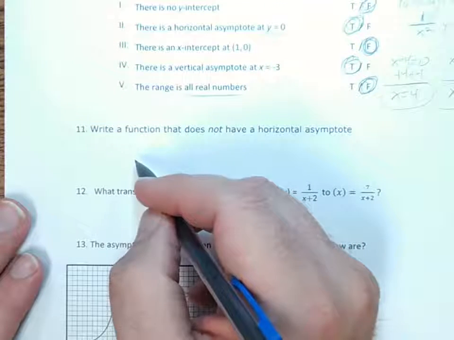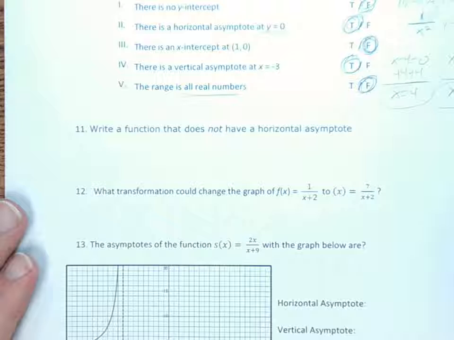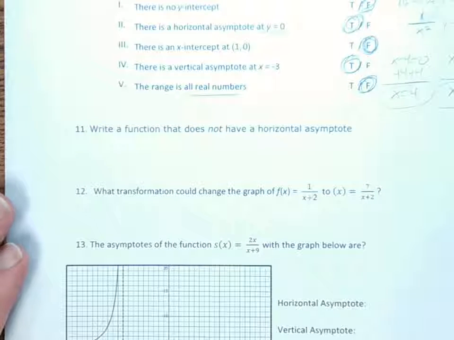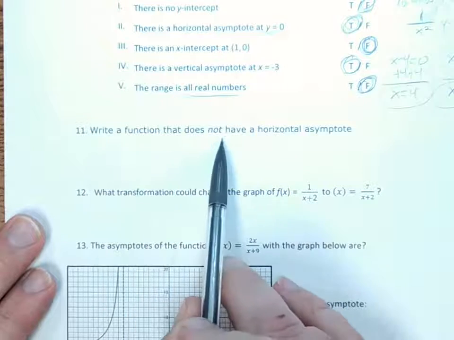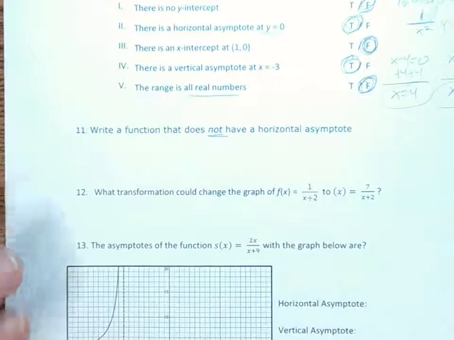Okay, I'm good. But again, like I mentioned in number 10, we want this to be a free response type of review so that you are challenged and learn the most. So the question then is, what does it take for a function to not have a horizontal asymptote?